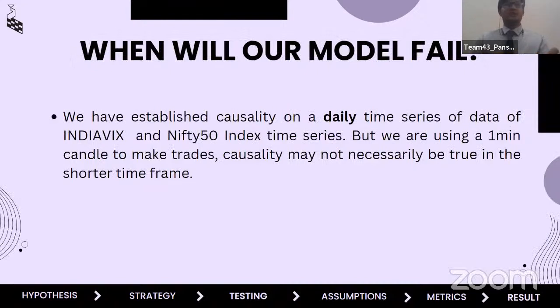So now let's discuss why our model could fail. In the hypothesis testing which we did, we assumed a daily time series data of India VIX of 50.